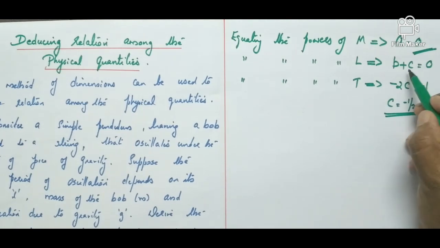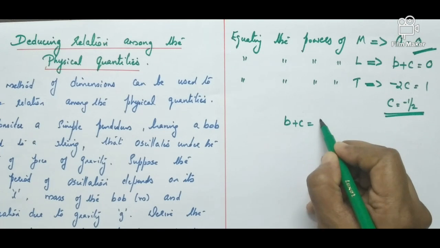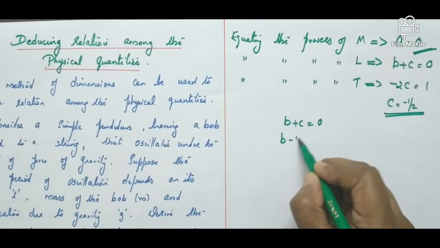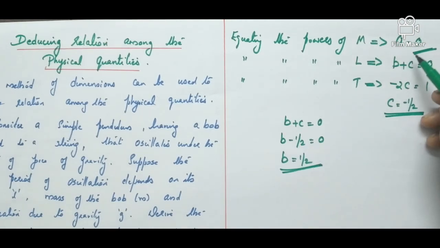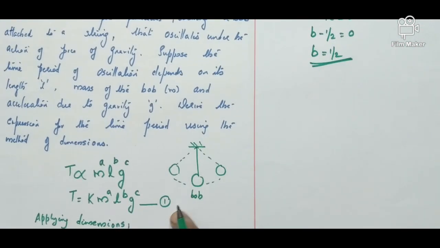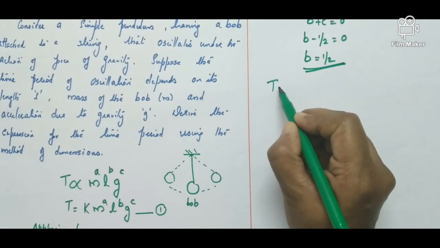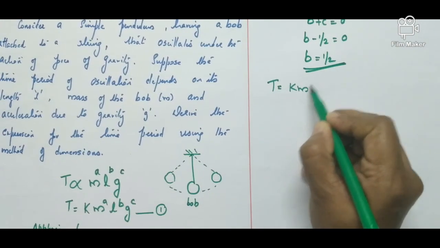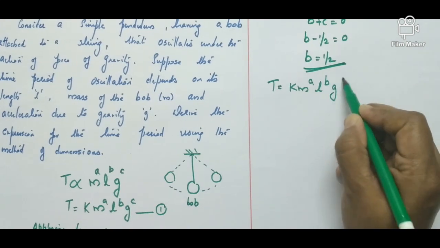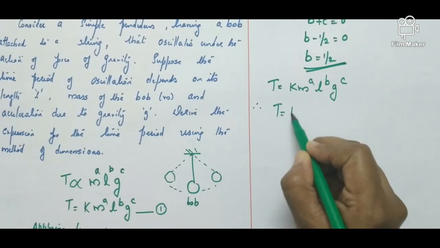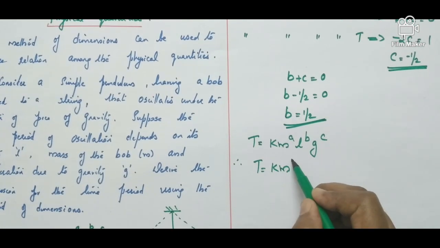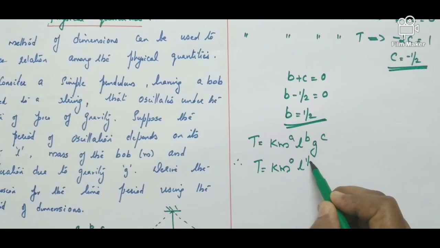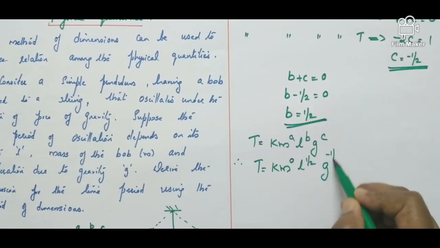If we substitute the value of C in the equation B plus C equals 0, we get B equal to 1 by 2. So we got the values of A, B and C. Now substitute the values of A, B, C in the first equation. T equals K m raised to A, L raised to B, g raised to C. Therefore T equals K m raised to A, where A equals 0, L raised to B, where B equals 1 by 2, g raised to C, where C is minus 1 by 2.